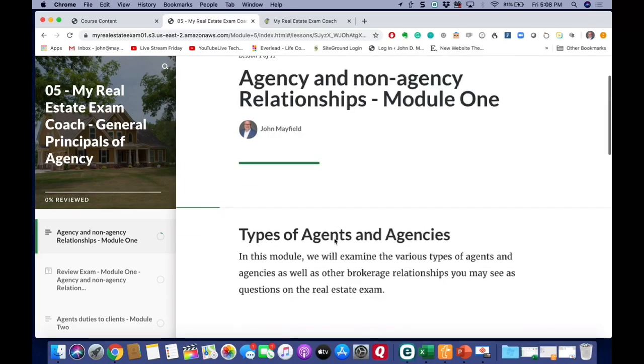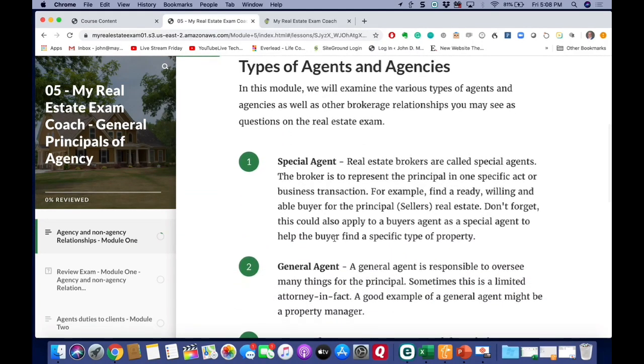So we were going through the types of agencies. In this first module for Principles of Agency, I want you to understand there are several types of agencies that you need to be familiar with. First of all, there's a special agent. A special agent is for a special purpose, or tie the S for special with S for specific. Real estate brokers are called special agents. Why? Because they're handling one specific transaction. It could be for a seller, or it could be for a buyer.